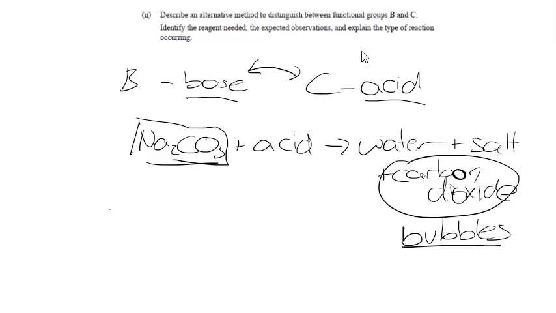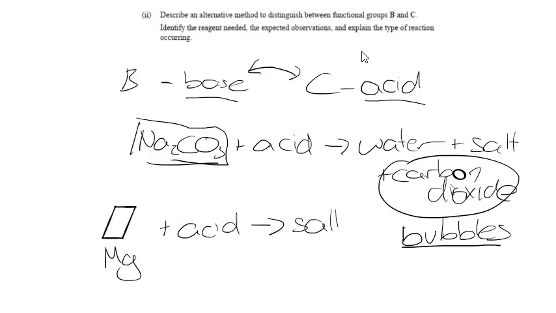Another test that you could do would be to use magnesium. So we know that when we put magnesium in acid, we get the metal salt, and we also get hydrogen gas. So it's the production of gas that gives us an observable outcome, that we're able to say that magnesium is reacting with the acid.